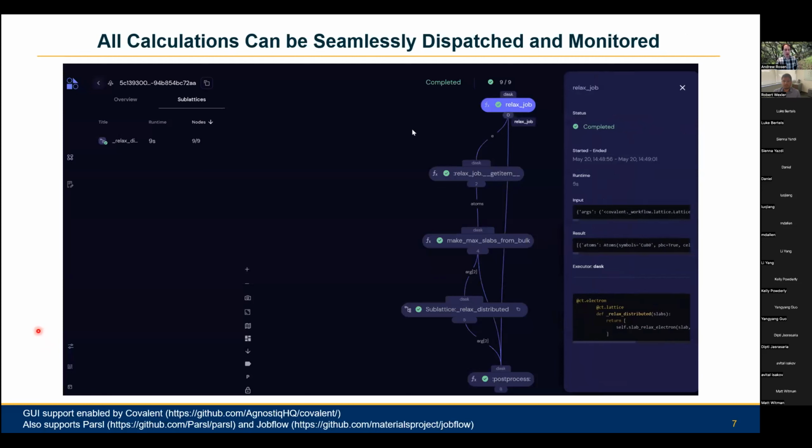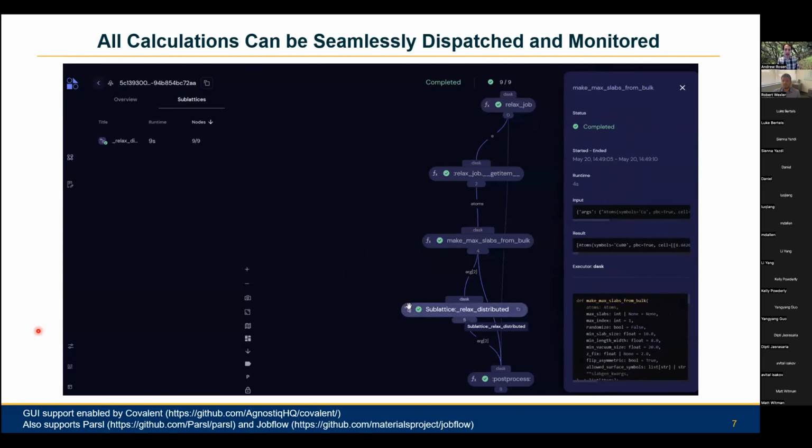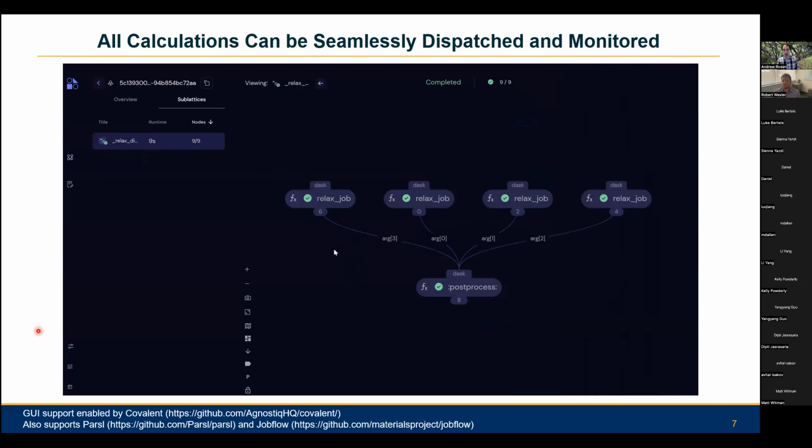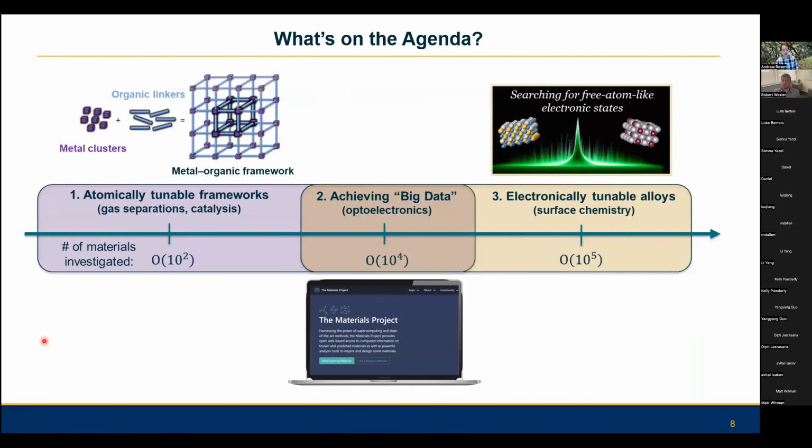And also using one of several different workflow engines and workflow tools, you can even monitor calculations through nice user interfaces, of which there are several supported by this quantum accelerator code, which makes, again, monitoring these calculations very easy to do. So with this workflow infrastructure, what's on the agenda? What are the specific things that I want to talk to you about?